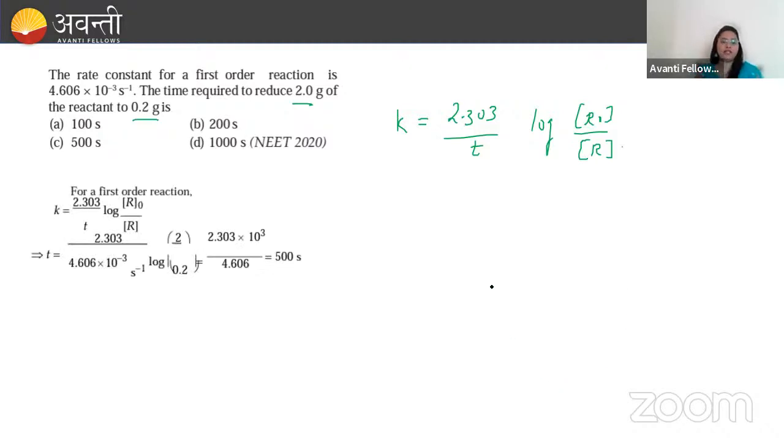Here I have solved this. Put 2 here and 0.2 here. The time is what is to be found, so rearrange the equation: t equals 2.303 divided by k, log of 2 upon 0.2. Right? Any doubt? Calculate this and you will get the answer C, 500 seconds.